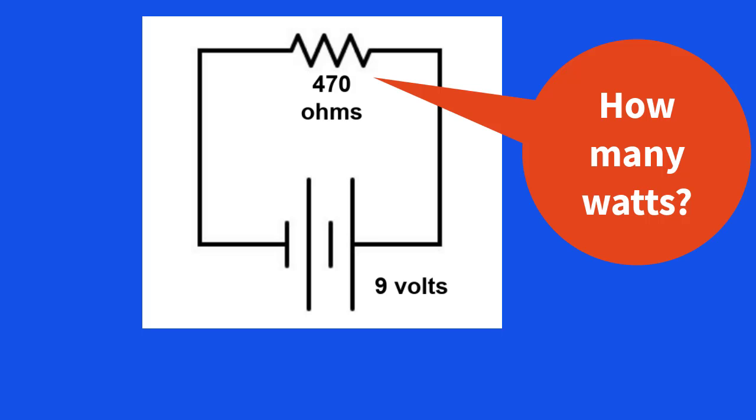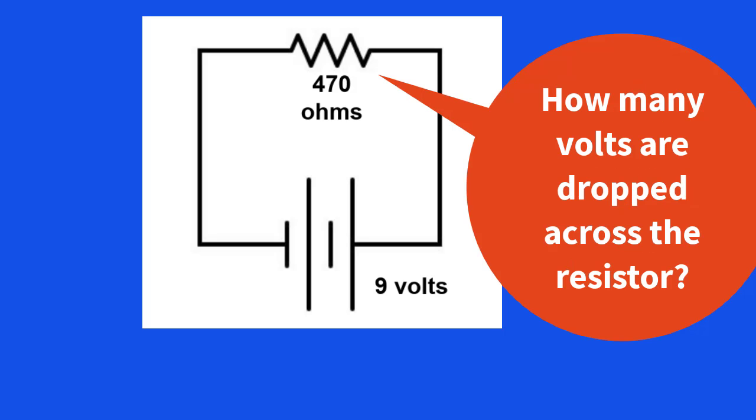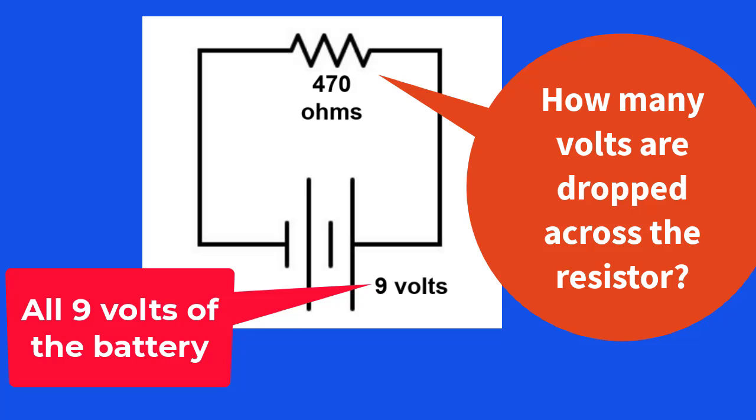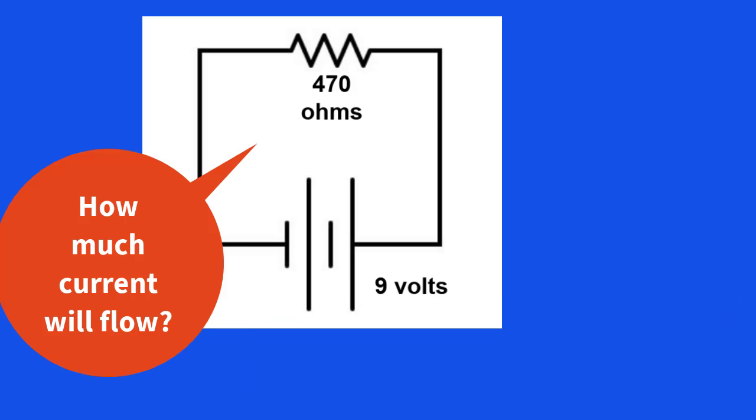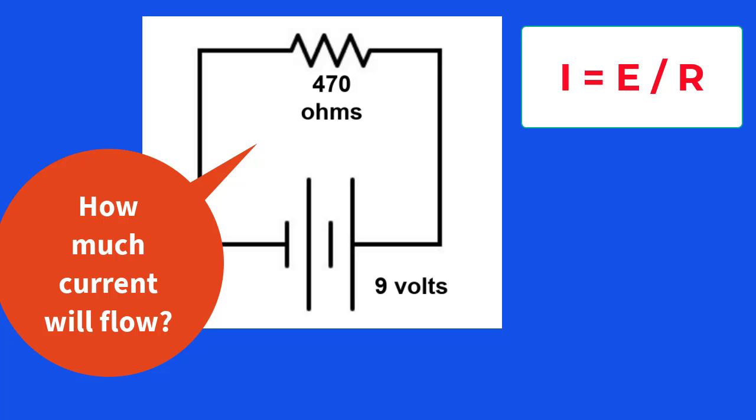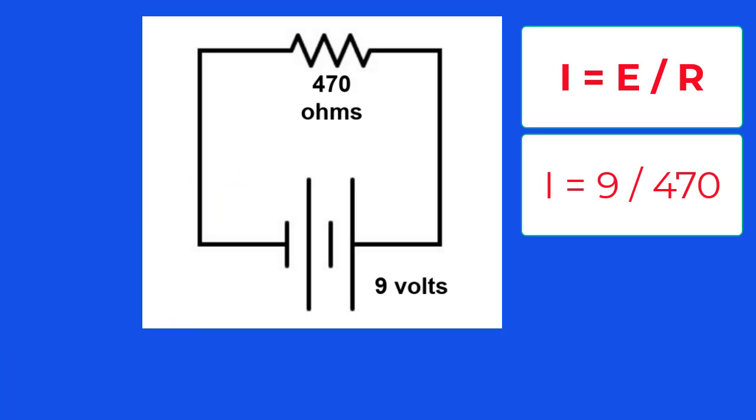Let's try another example. Suppose you have a circuit with a 470 ohm resistor and a 9-volt battery. How many watts does the resistor need to be? To start with, how many volts are dropped across the resistor? The full 9 volts of the battery. How much current will flow? Use Ohm's law to calculate the current. I equals E divided by R. I equals 9 divided by 470.